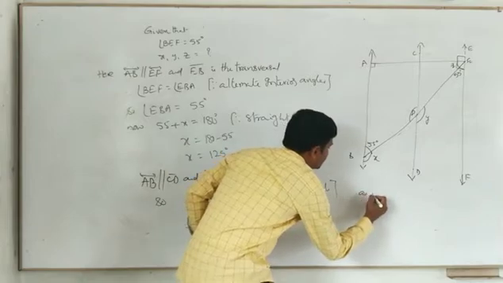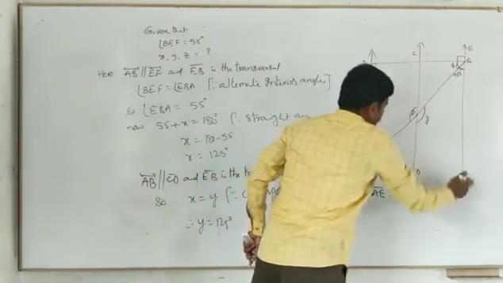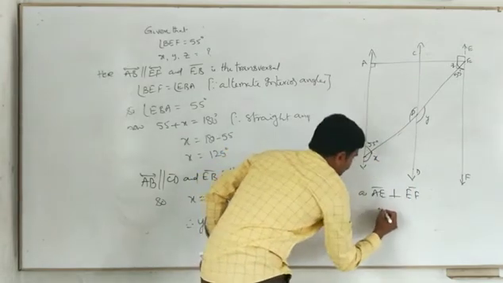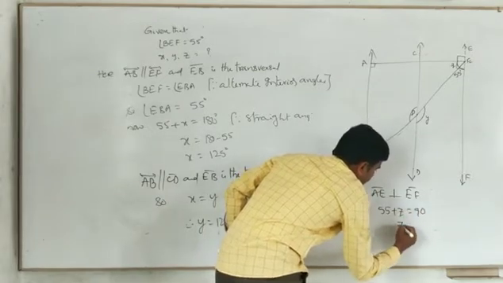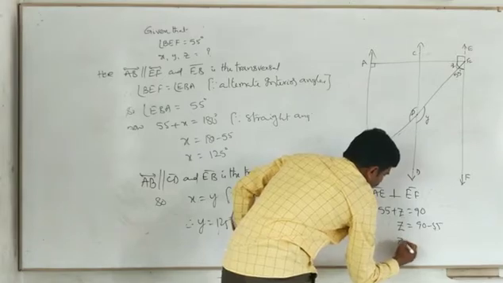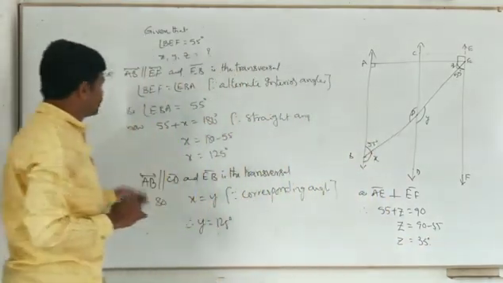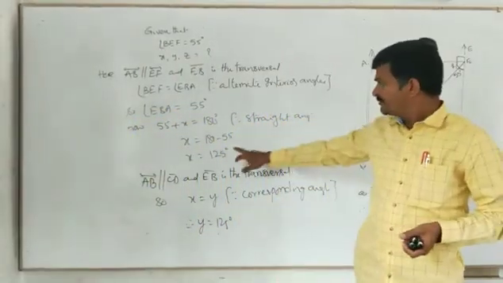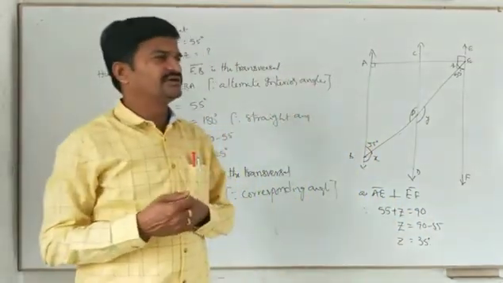So what you will write here: as AE is perpendicular to EF, therefore 55 plus Z equals 90. Then Z equals how much? 90 minus 55. Therefore Z equals 35. This is the way. Finally, we got all the values of X, Y, Z, or not? What is the value of X we got? 125. Y, 125. Z, 35. This is it. Got it?